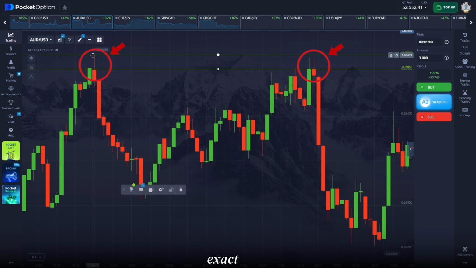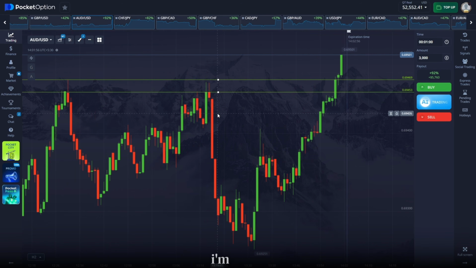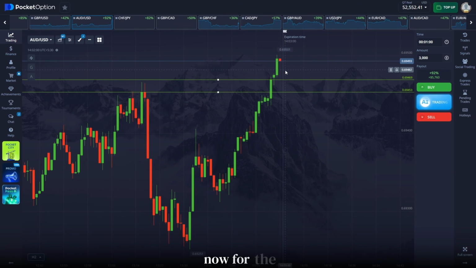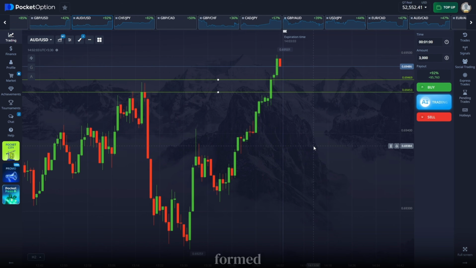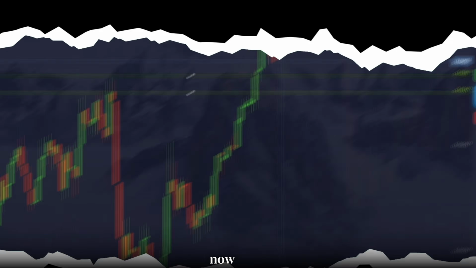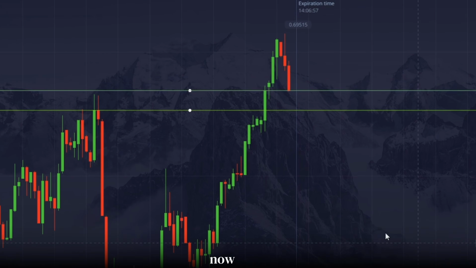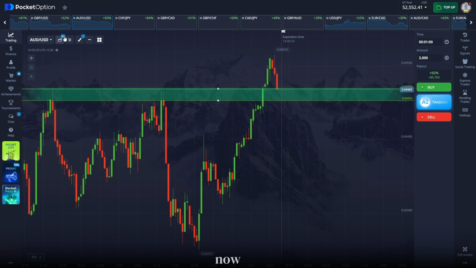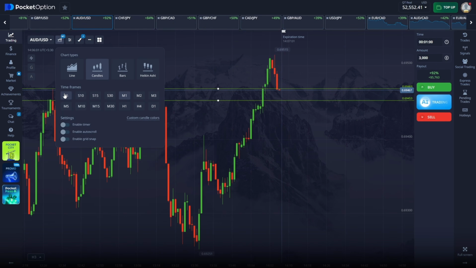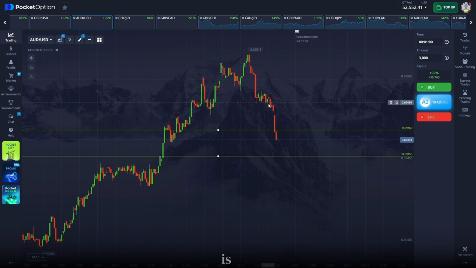This is the exact wick rejection level and I'm using the body level to create the zone. Let's wait now for the retest of this newly formed support level. Let's wait now. Price hit the support level. Now it's time to wait for the rejection candle because this is the retest phase.